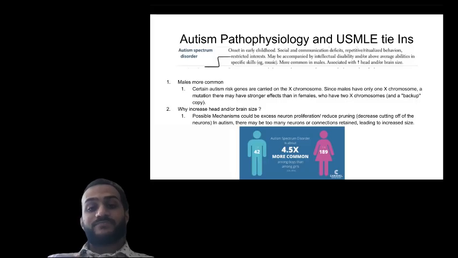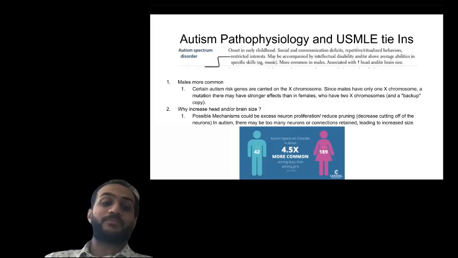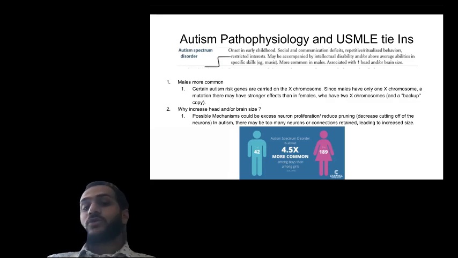Since males have only one X chromosome, a mutation is going to have a stronger effect than in females, who have a second X as a backup. There's going to be an increase in head or brain size. A possible mechanism is excess neuronal proliferation and reduced pruning. In autism, there may be too many neuronal connections, and this leads to the increased size over here.